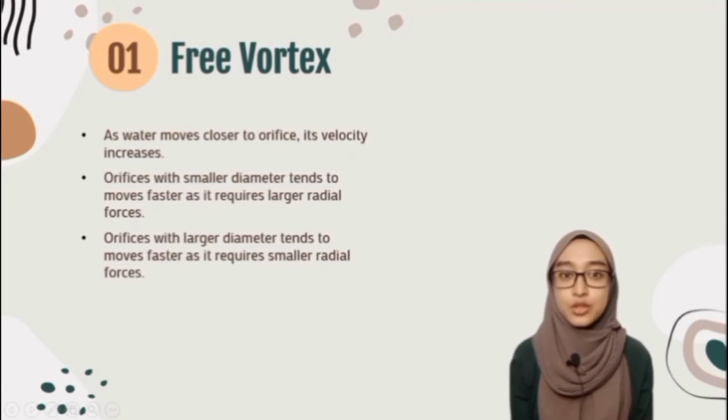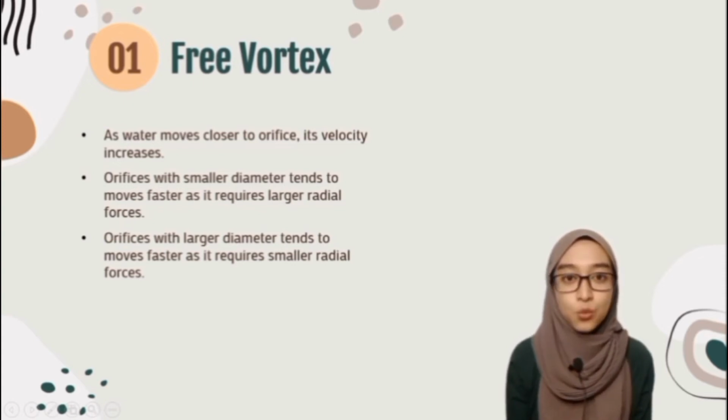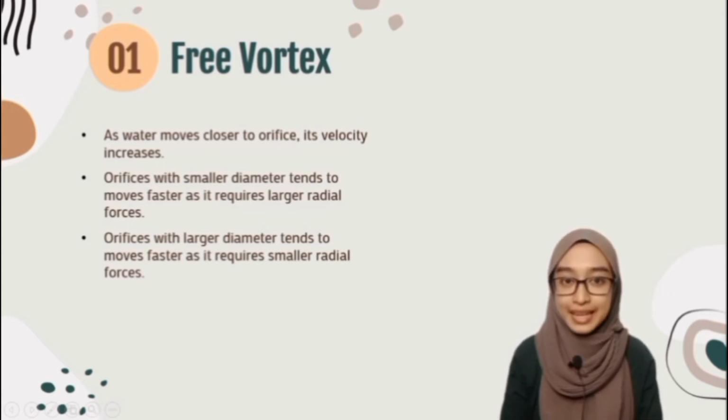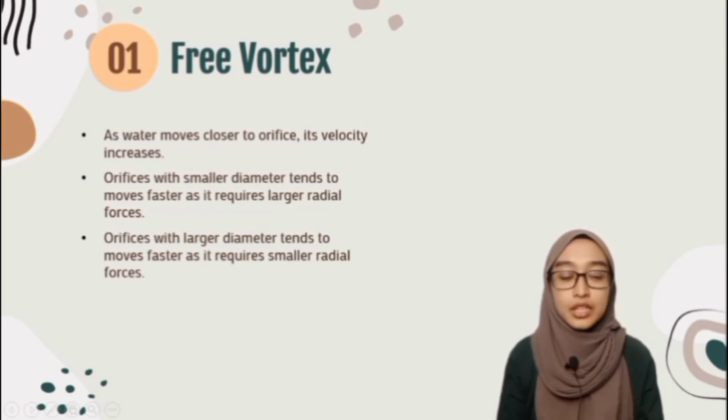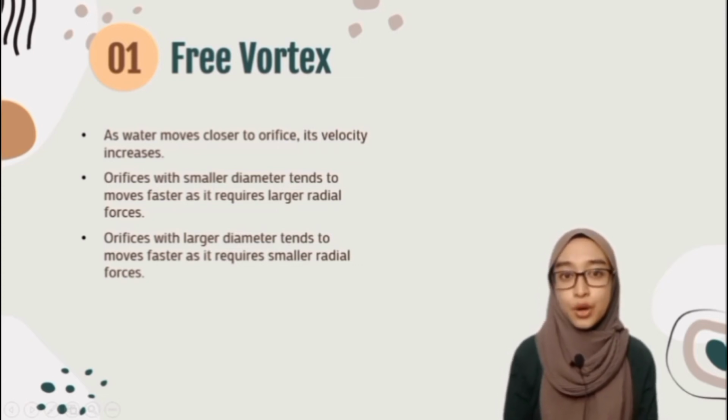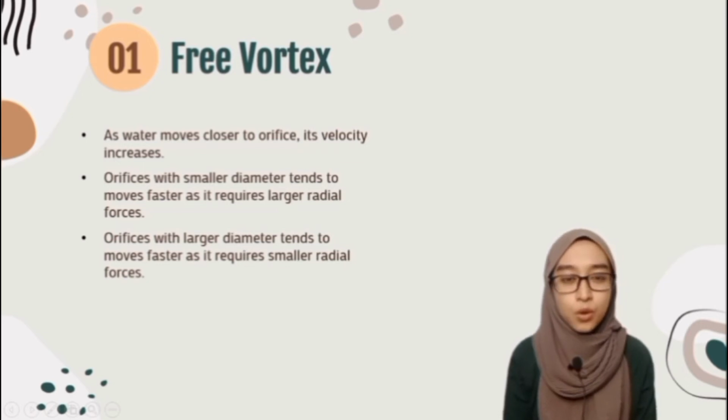Experiment 1 is conducted using 3 different orifices varying in diameter of 8 mm, 16 mm, and 24 mm. These orifices were inserted into a hole located at the bottom of the container. As the water fills in and reaches a certain level where the volume is maintained, the water is forced and pulled down through the orifice by gravity. When the water moves closer to the orifice, the velocity increases. This can be proven from the data obtained for all 3 diameters.